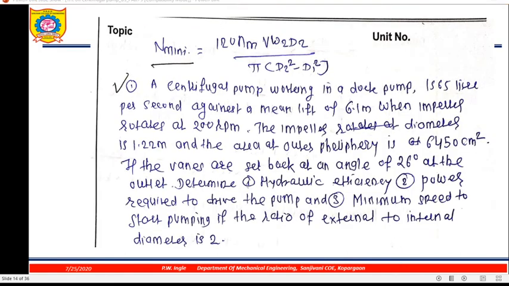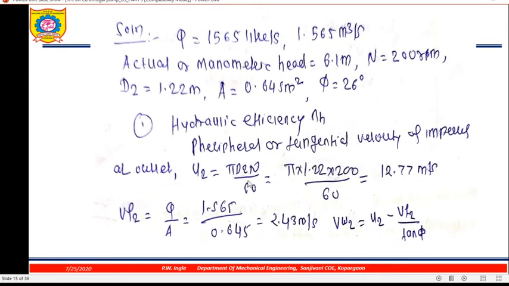A centrifugal pump working as a dog pump delivers 1.65 liter per second against a main lift of 6.1 meter. When the impeller rotates at 200 rpm, the impeller diameter is 1.22 meter and area at outer periphery is 6450 centimeter square. If vanes are set back at an angle of 26 degree, calculate hydraulic efficiency, power required and minimum speed. Minimum speed you have to calculate.